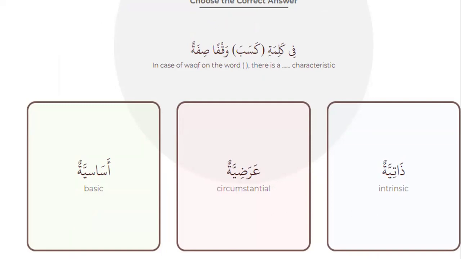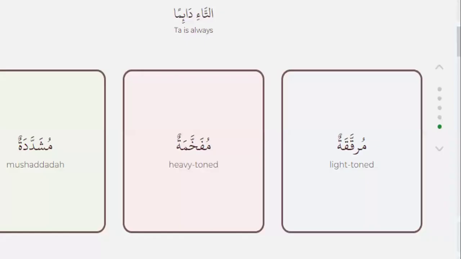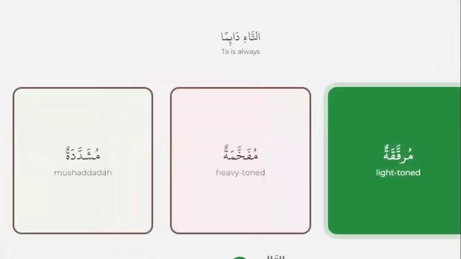In case of waqf on the word kasab, there is a characteristic. Which one? Intrinsic, circumstantial, basic? Kasab, qalqala, intrinsic. Ta is always... which one is right? Ta, light. Yes, light tone.